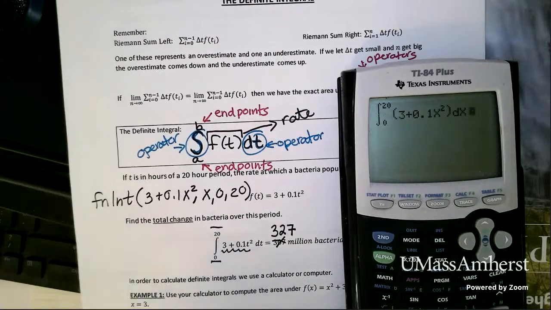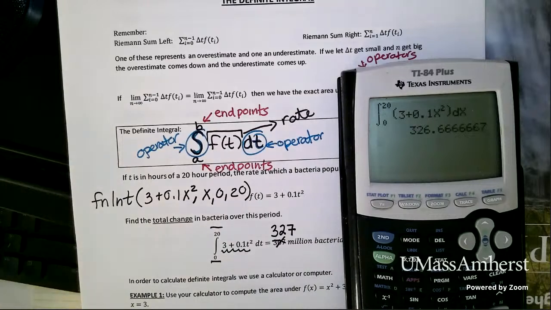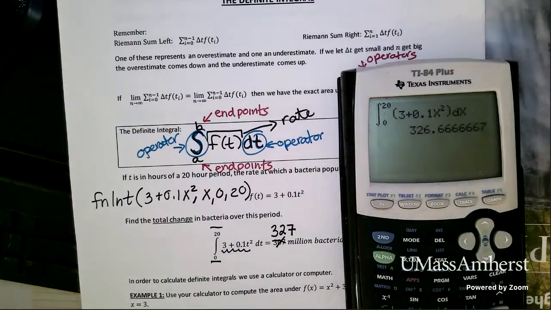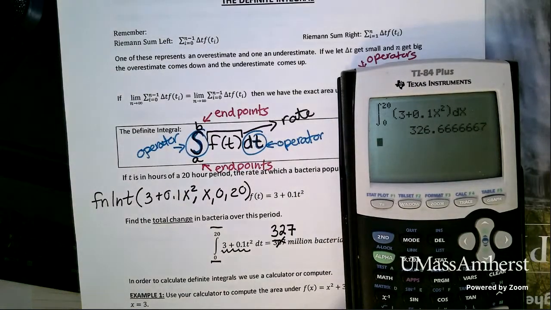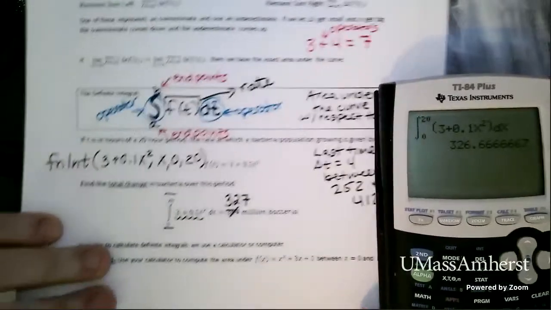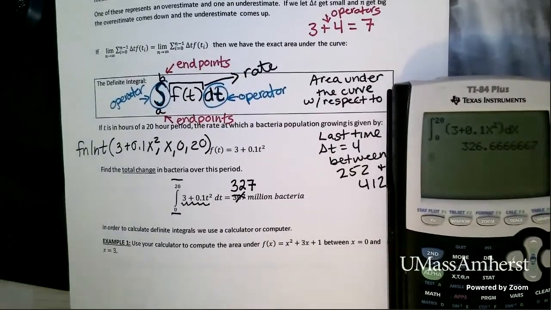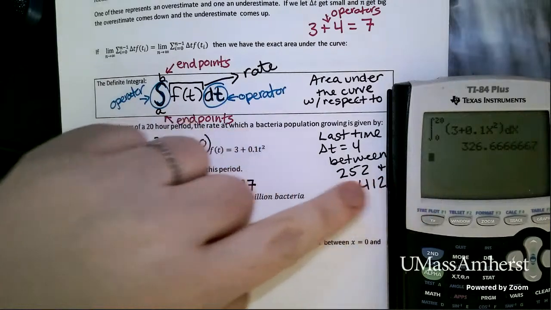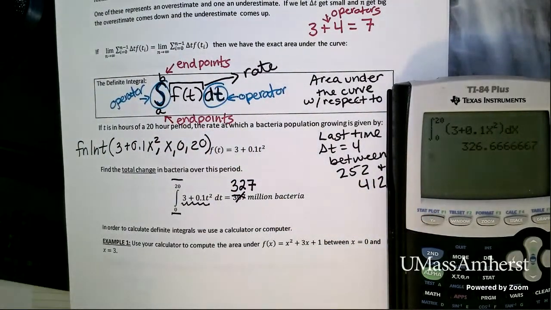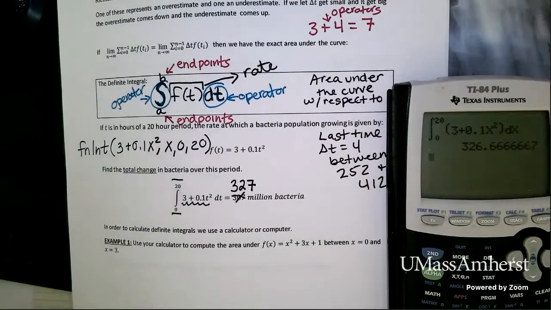If your screen said FNINT, then you hit enter, and it will spit out the exact area under the curve. So it's 326.6, which is 327 if you round to the nearest bacteria. And that is an exact area under the curve. Okay, that's telling us exactly the area. And again, before we said we had to be between 252 and 412. So the exact area does fall between the bounds we had found before, but this is more accurate.